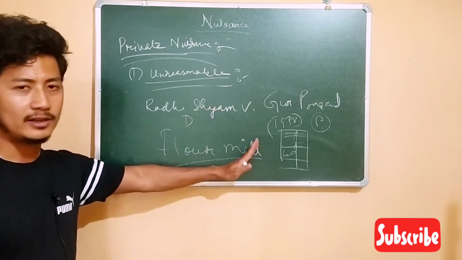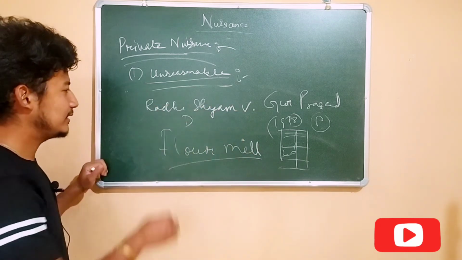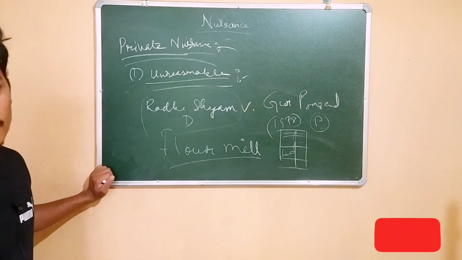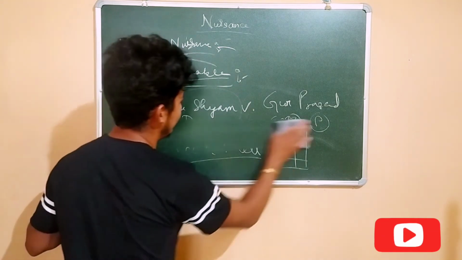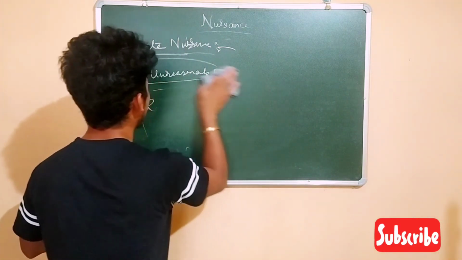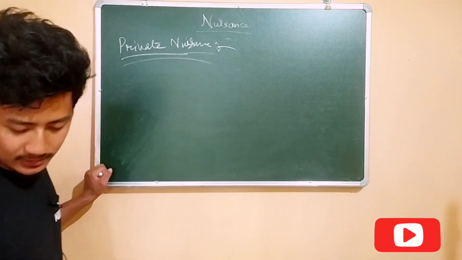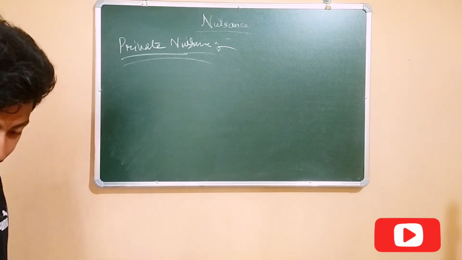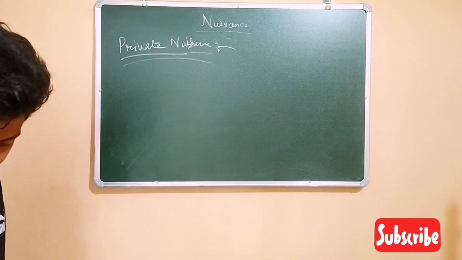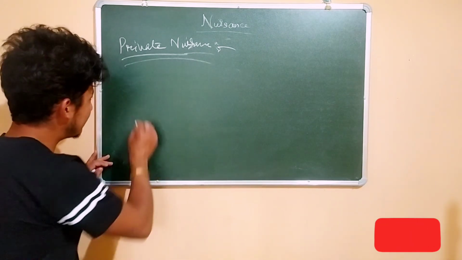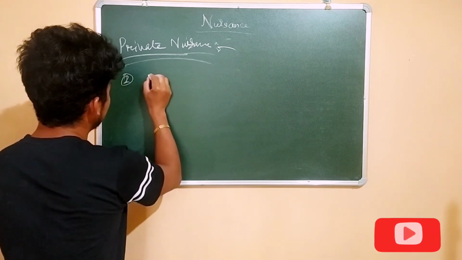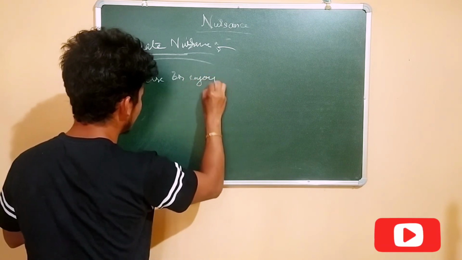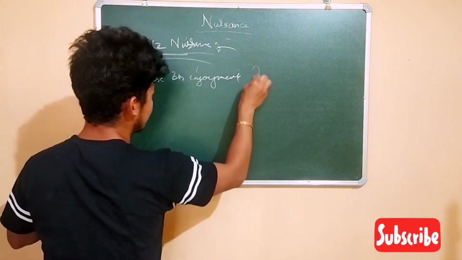And the court gave a permanent injunction against Radheshyam, and he was restricted from making the flour mill. The case was like that. So this was unreasonable interference, and the second important thing was the use or enjoyment of land.